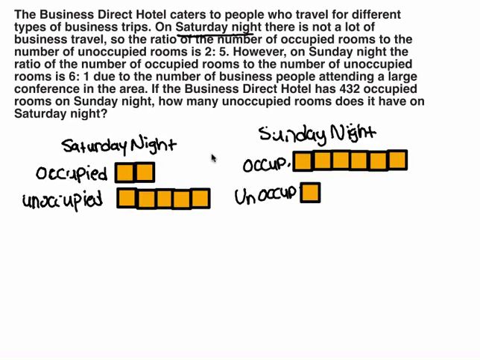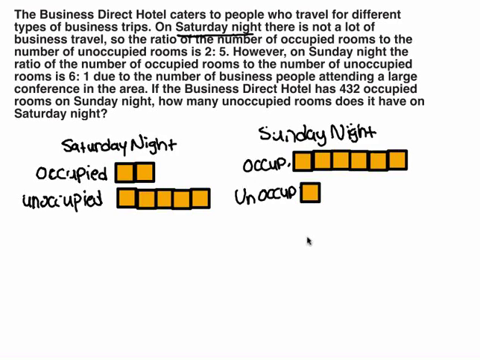The very important point that I want to make about using this type of model is, if you notice, on Saturday night and Sunday night we have the same number of blocks in the ratio of occupied and unoccupied. We have 1, 2, 3, 4, 5, 6, 7 on Saturday night and 1, 2, 3, 4, 5, 6, 7 on Sunday night. This is not a coincidence. This is necessary for this type of before and after ratio problem to work.